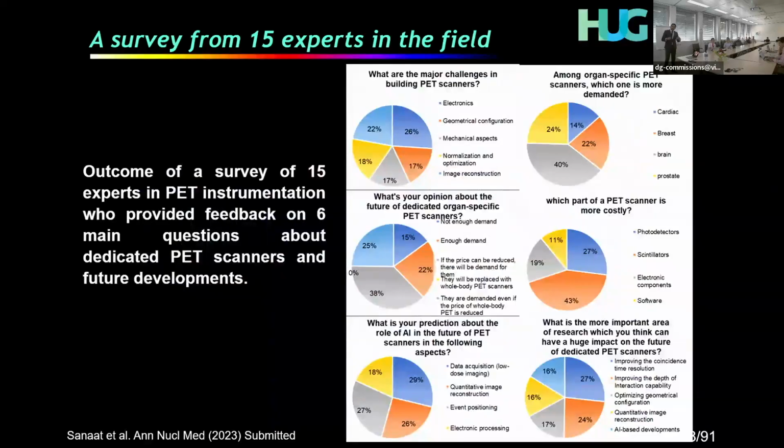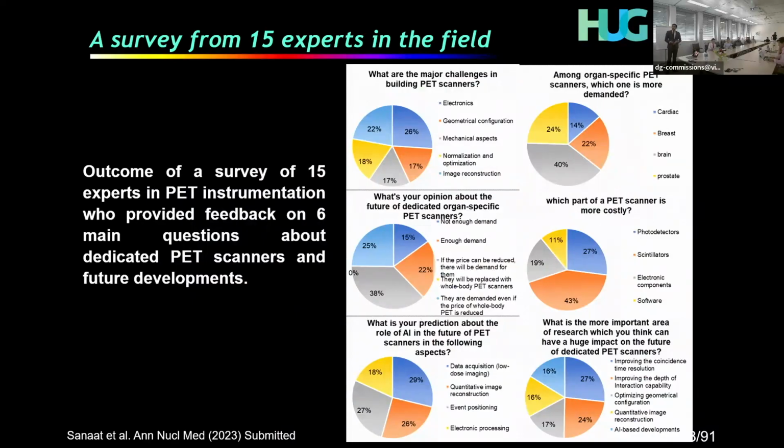So in our review, we asked experts in the field some questions. For example, we asked them what they think about the role of AI in the future of PET scanners. Most of them believed AI can play a role in data acquisition, improving quantitative image reconstruction, or also doing event positioning.